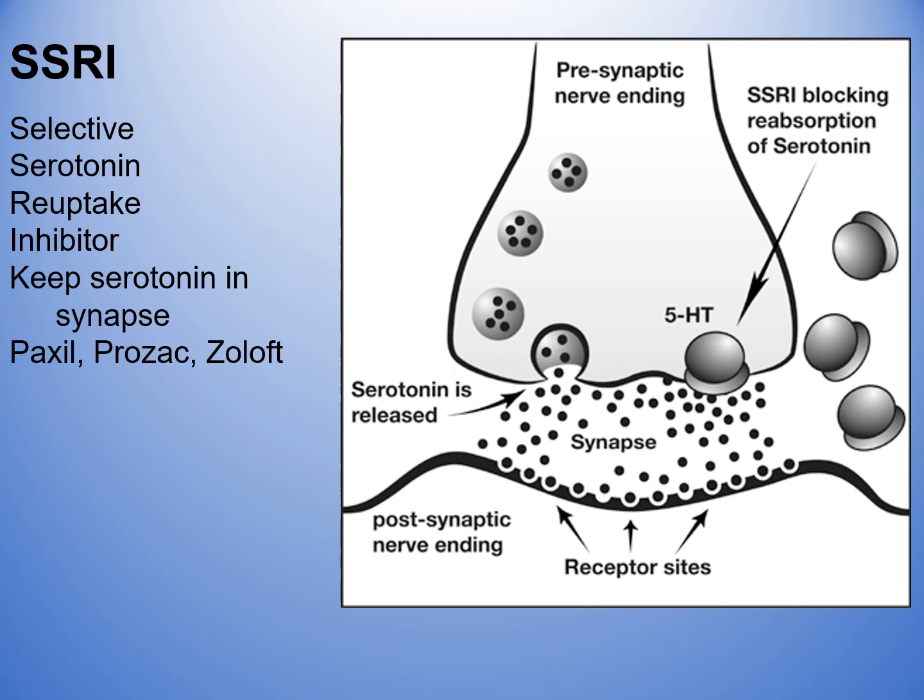Paxil, Prozac, Zoloft, Wellbutrin, Lexapro, Cymbalta, a whole bunch of them. And they specifically work on serotonin. They're selective, and they prevent this process right here. What they do is there's a molecule of the SSRI that sits on the plasma membrane of the presynaptic neuron, and it prevents that neuron from sucking back up the serotonin.